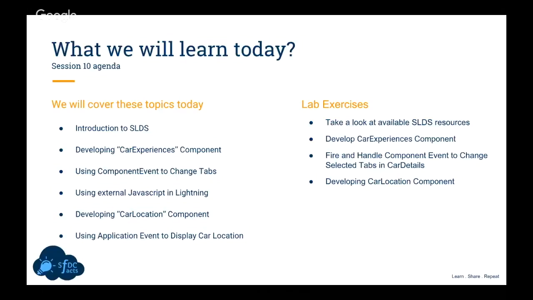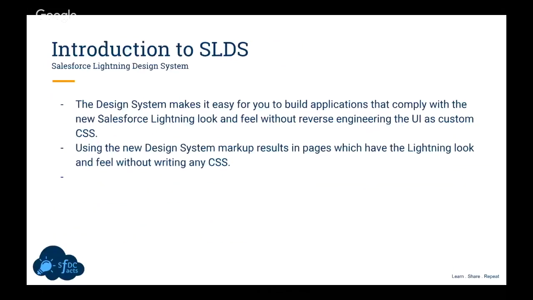The lab exercise includes how to check the SLDS library, what are the resources available in SLDS. Then we'll be developing the car experiences component. Then we'll fire and handle a component event to change selected tabs in the car details component, which is a parent component of car detail, add car experience and car experiences component. And then we'll be developing our car location component as well. So this is all about today's agenda.